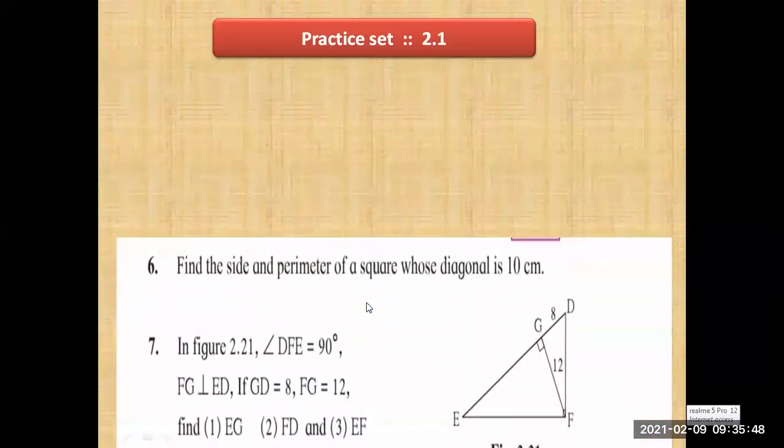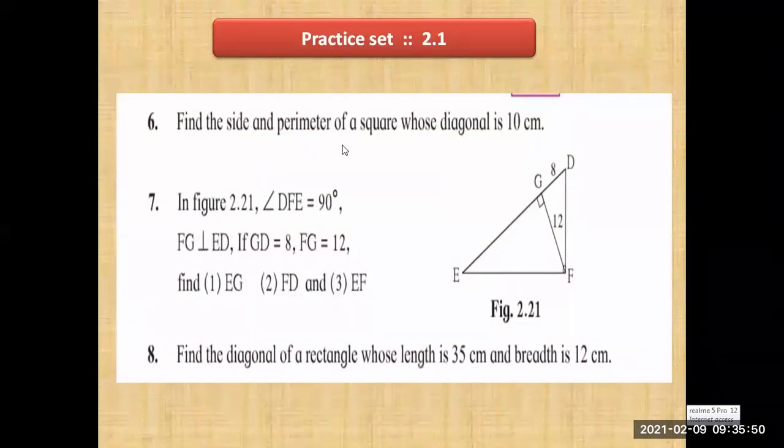Next question, 6. Find the side and perimeter of a square whose diagonal is 10. So first we draw the square, and the diagonal is 10. Let me consider the side is x.